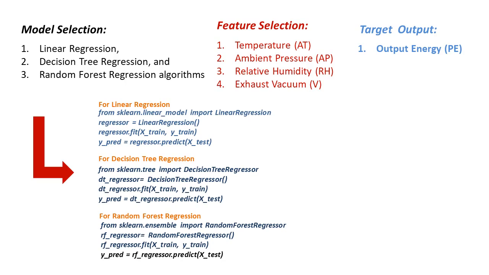In this case, we are predicting the output power, so typically it will be a regression analysis. We choose three models for it: linear regression, decision tree regression, and random forest regression. In the previous slides, I mentioned temperature, pressure, humidity, and vacuum to build our model. And you can see the code that I use for the different models.